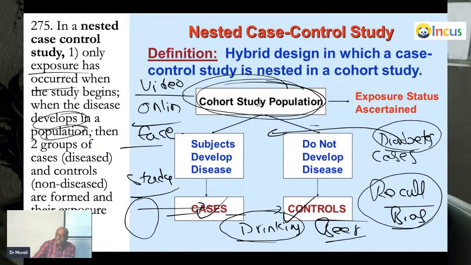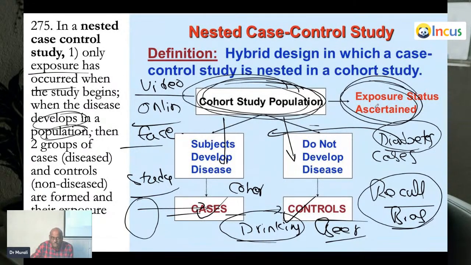Cohort means in a cohort study, they have not yet become cases and their exposure has not yet happened. But in nested case control, the cohort is taken such that exposure status is already ascertained, and you follow them and then check how many developed disease or not, just like cohort. But since exposure is already ascertained, it is similar to case control. But since you followed them forward prospectively, it is like cohort. So it is combining both the things. That's the reason it is called nested case control study.